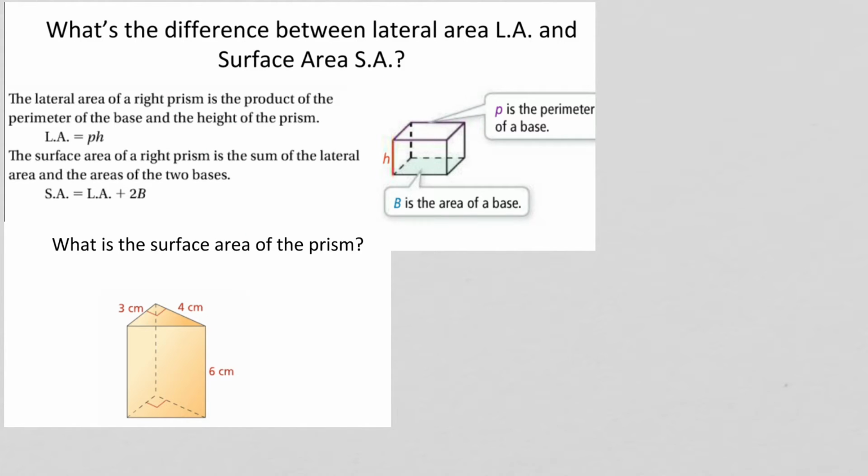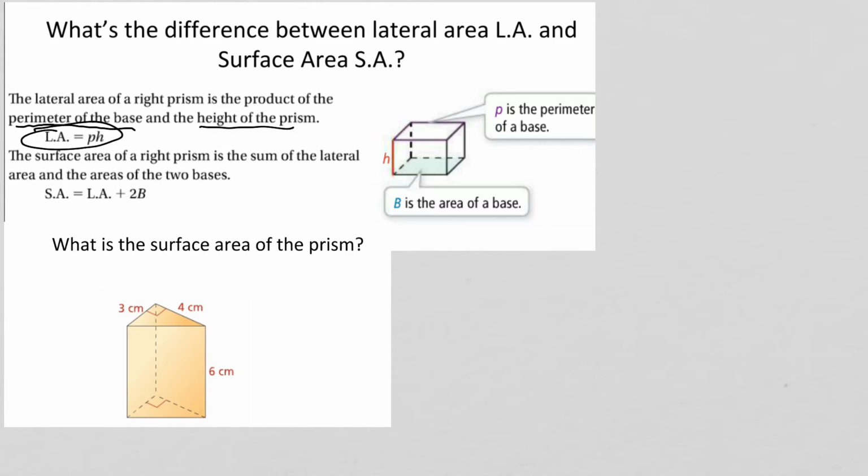Okay, so here is the specific lateral area and surface area for a prism. Lateral area is P times H. P is the perimeter of the base, so you have to locate what your bases are. And then you're going to multiply that perimeter times the height of the prism. That's your lateral area.